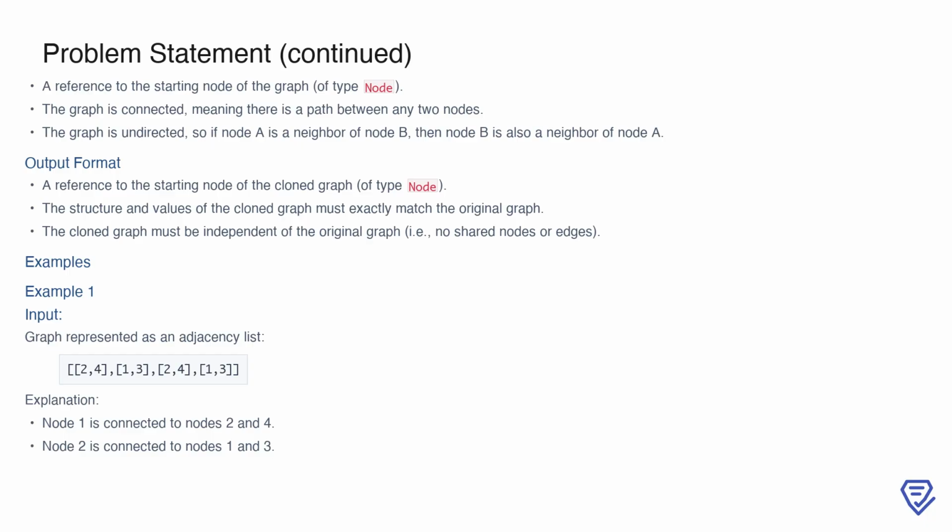The output of the problem should be a reference to the starting node of the cloned graph, which will also be of type Node. The cloned graph must have the exact same structure and values as the original graph, but it must be completely independent. This means the nodes and edges in the cloned graph cannot overlap or share memory with the original graph.